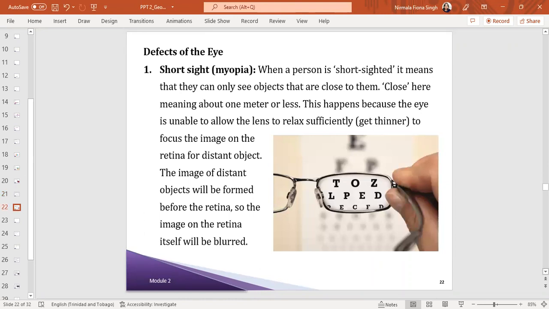So, defects of the eye. We have here one, short-sightedness or myopia. I'm going to glance over this. You all can read this when you finish. Myopia is simply when you cannot view distant objects far enough. And when you can't see something that is far away, that means that your lens cannot get thin enough, cannot be stretched thin enough to view something far away clearly.